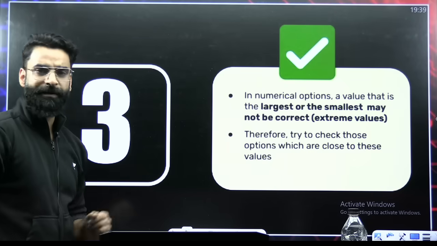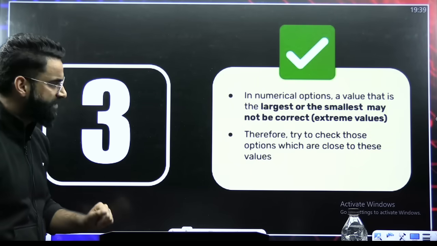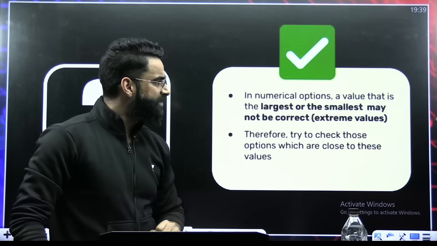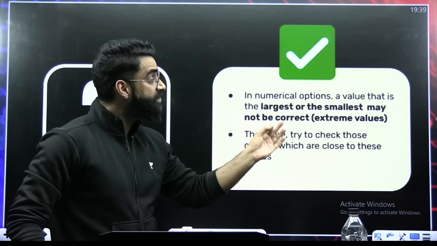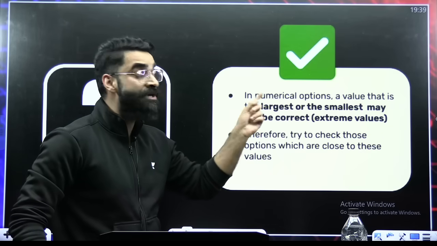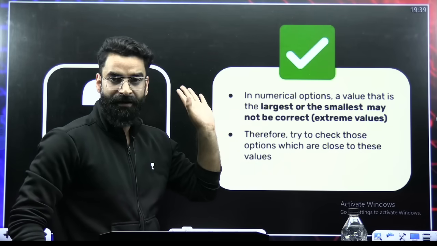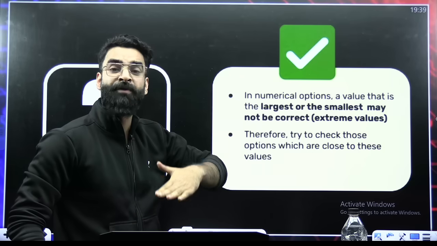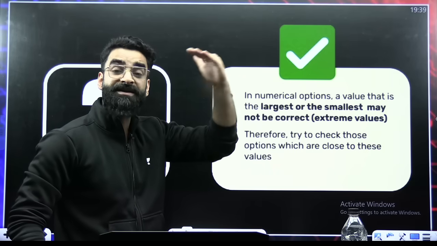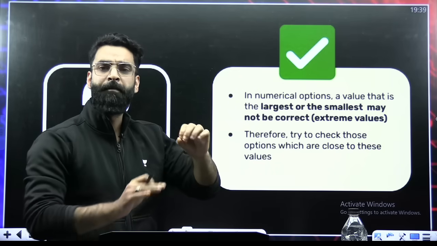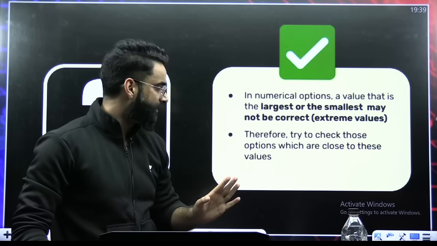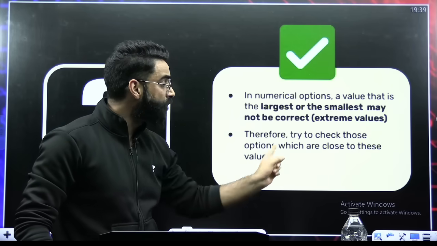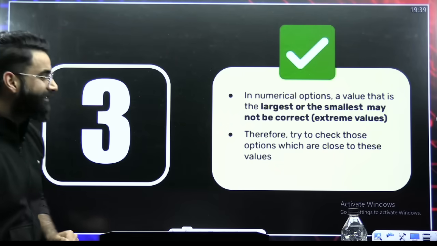Similarly, this one is the most important one. In the numerical options, the value that is the largest or smallest may not be correct. So the largest value in the option and the smallest value in the option, right? The extreme high and the extreme low may not be correct. You are going to eliminate them. Therefore, try to check those options which are close to these values.